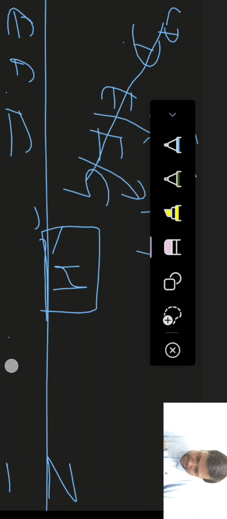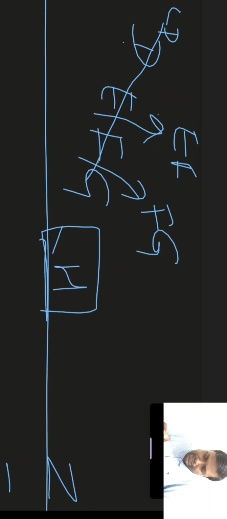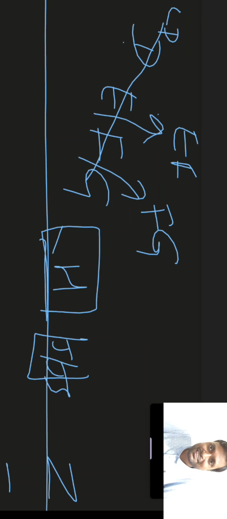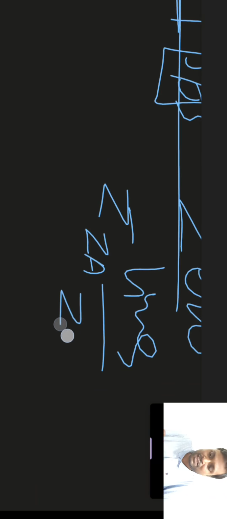Let me delete all these things to make it clear. Okay, so in this way, after H there are fundamental deviations J and JS, and then we move to Z. After Z there is fundamental deviation ZA, then fundamental deviation ZB, then fundamental deviation ZC.